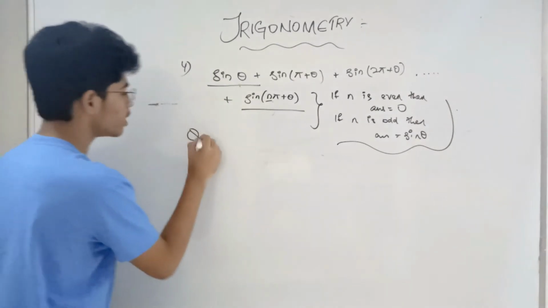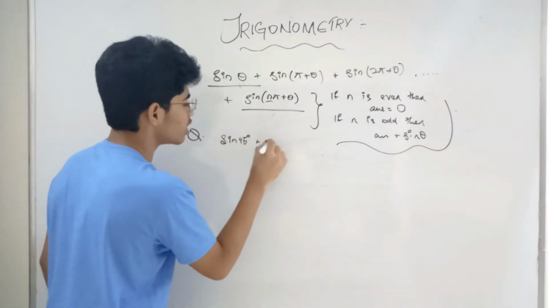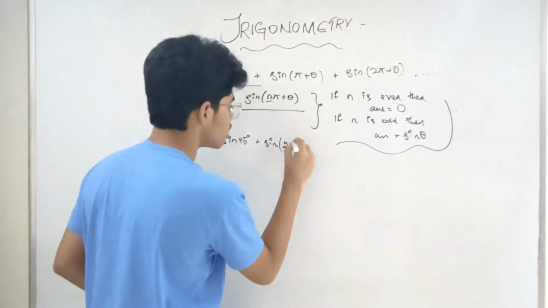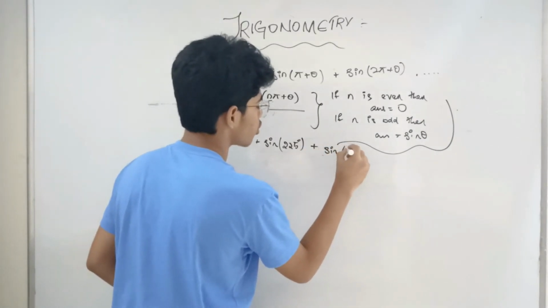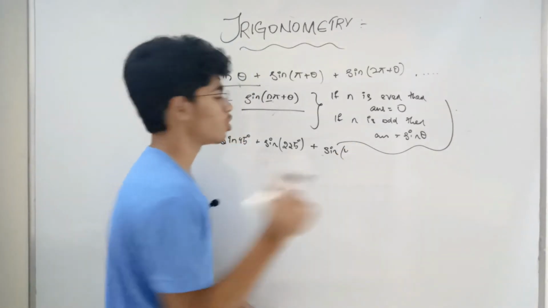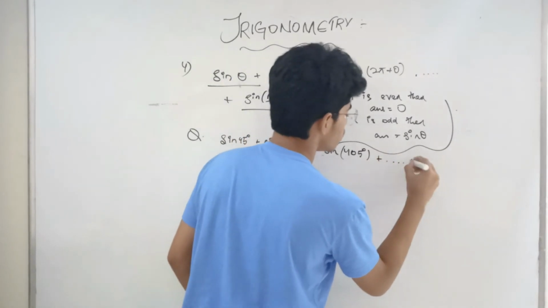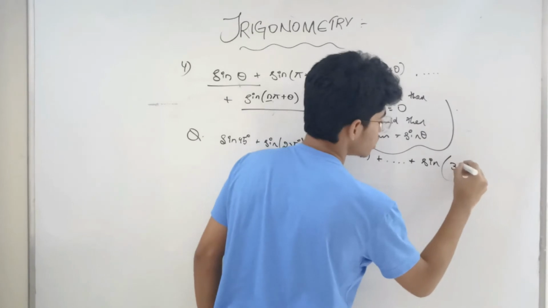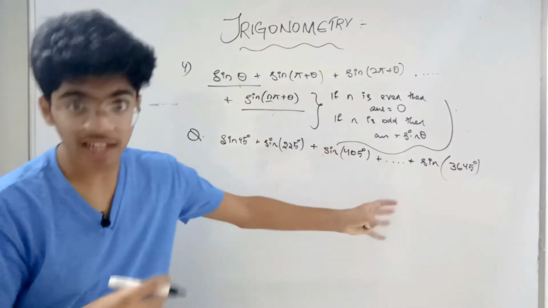Question. For example, he'll ask you sine 45 plus sine, what is 180 plus 45? 225 plus sine 4, am I right? No, not right. Yeah, sine 405 plus so on up to sine 3645. So what's going to be your answer? You're going to be blank with this question.